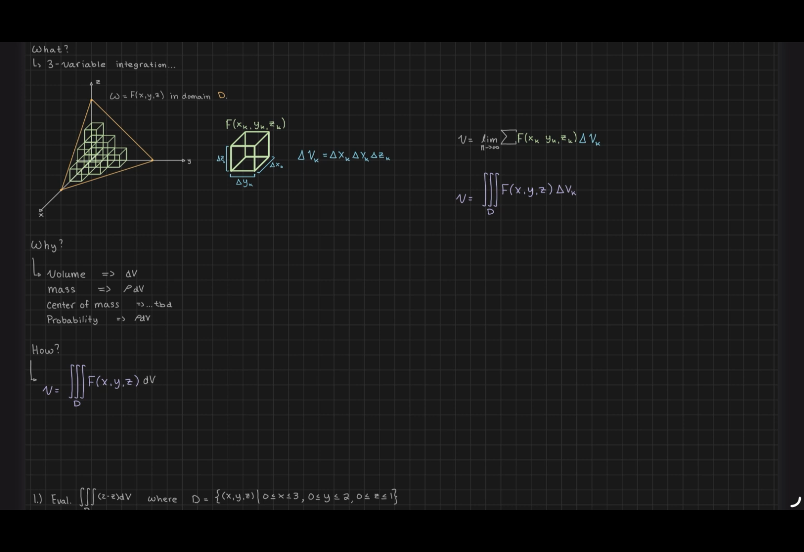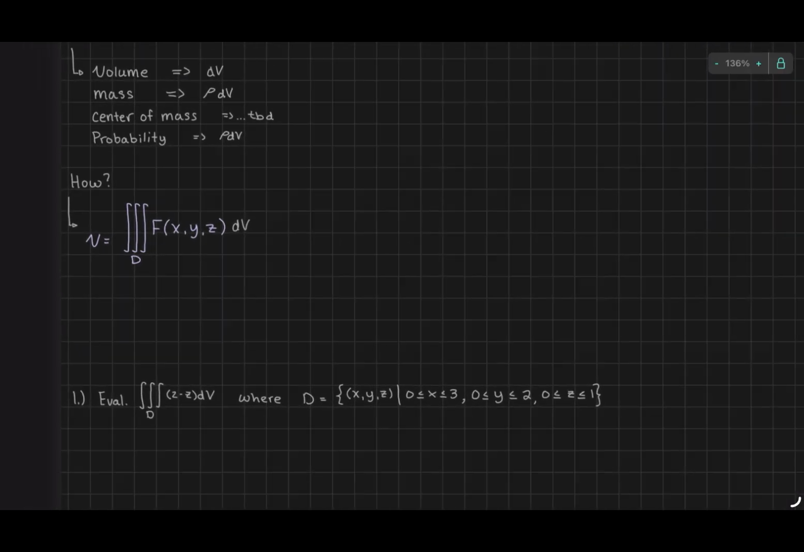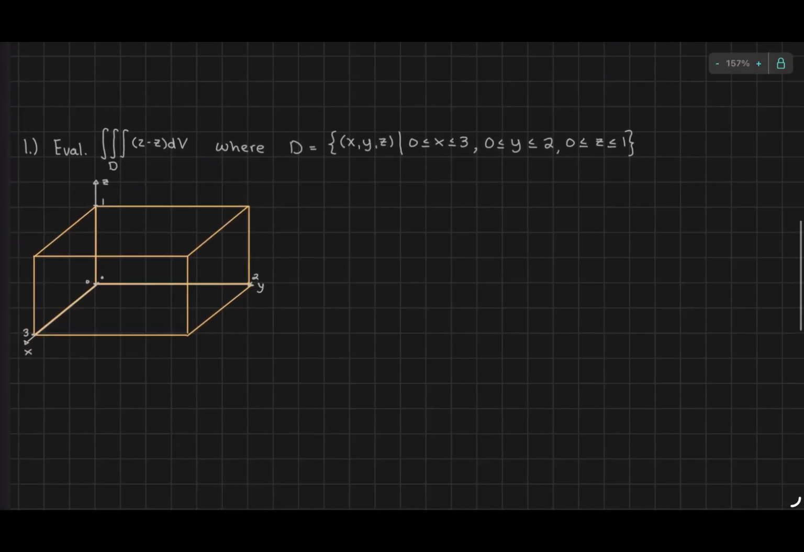So I suppose without further ado, let's just go ahead and get into an example here. So we are asked to evaluate the triple integral of 2 minus z dV, where the domain is equal to the set such that x, y, z, 0 is less than x is less than 3, 0 is less than y is less than 2, and 0 is less than z is less than 1. So we're definitely starting off with a more simple one here.